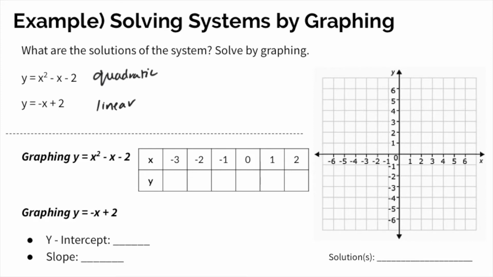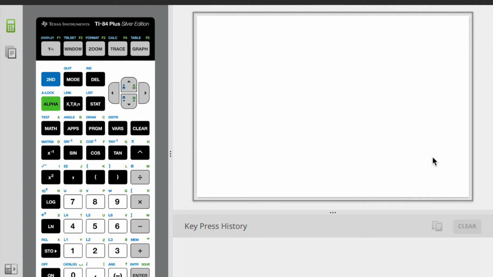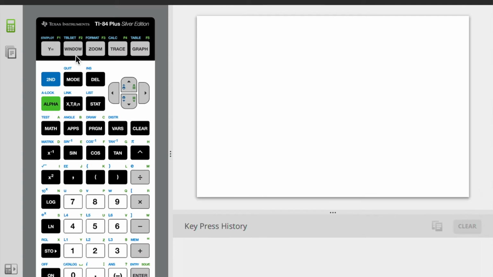So the first thing that I want to do is just graph my quadratic. So I have y equals x squared minus x minus 2. And we're actually going to switch over to calculator view to see how to table this function in your calculator. To graph y equals x squared minus x minus 2, whenever you're trying to graph a non-linear equation, especially, use your calculator. And so what we're going to do is just table it.